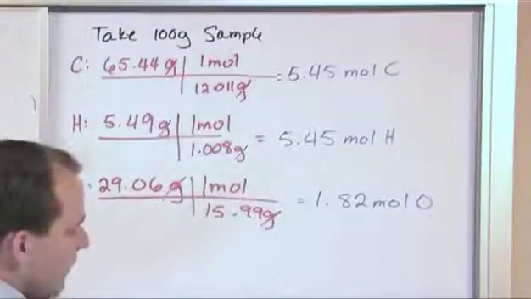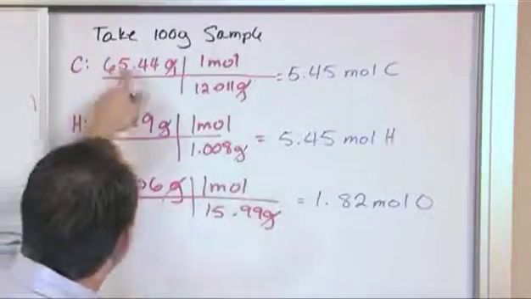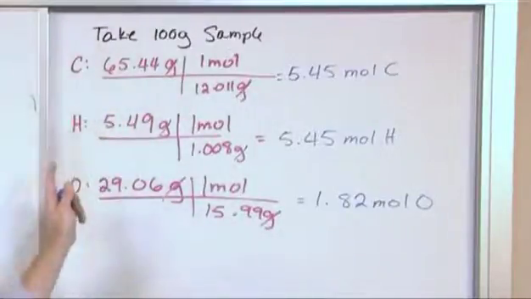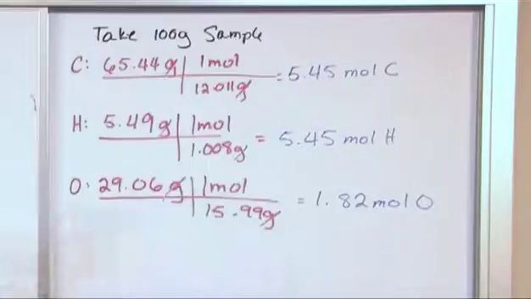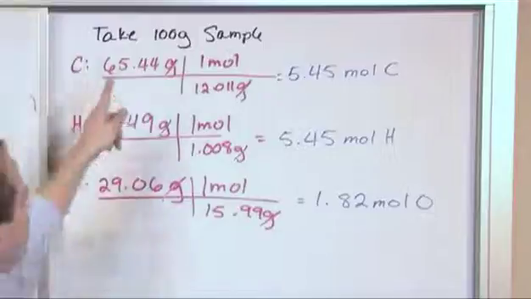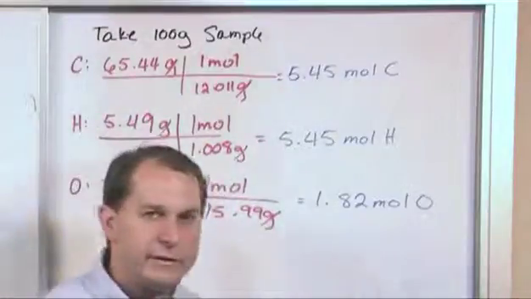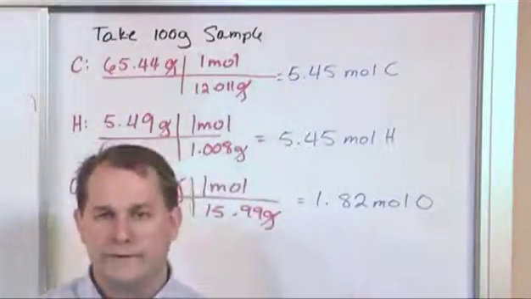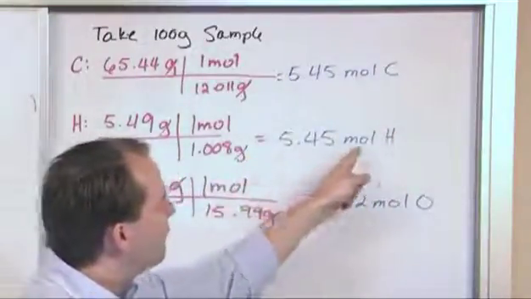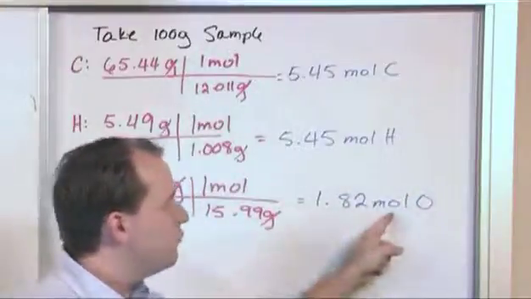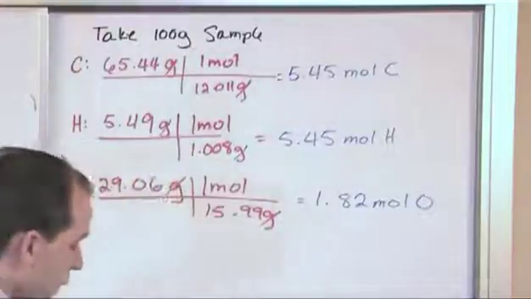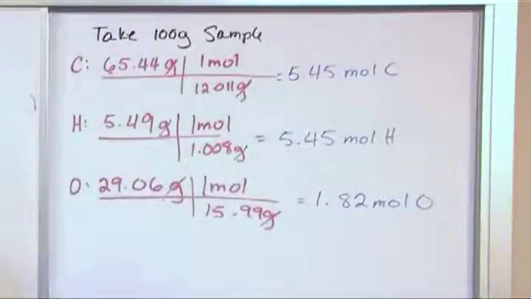We know that this compound has percent mass of 65.44% of carbon, 5.49% of hydrogen, and 29.06% of oxygen. We put them in terms of grams because we're assuming we have a 100-gram sample. That just makes it easy. Then we convert everything to moles. The only reason we do this is so we can figure out what the ratio of the moles is to everything. 5.45 moles of carbon for every 5.45 moles of hydrogen for every 1.82 moles of oxygen. That is sort of like the molecular ratio of everything. So we're going to use this to just construct our empirical formula straight away.